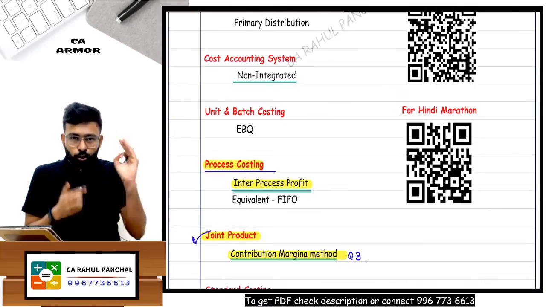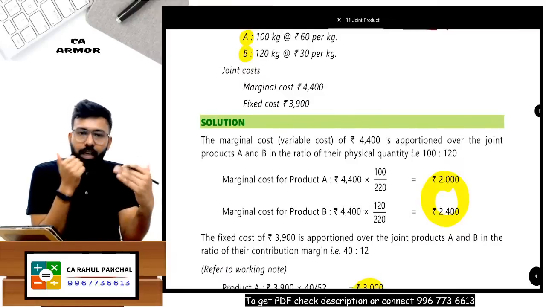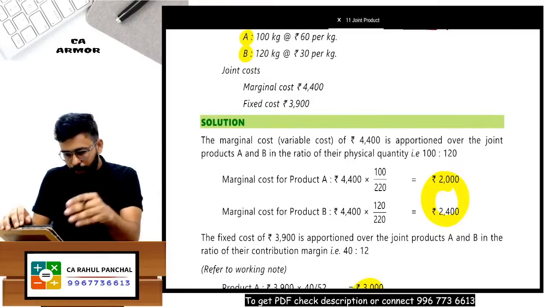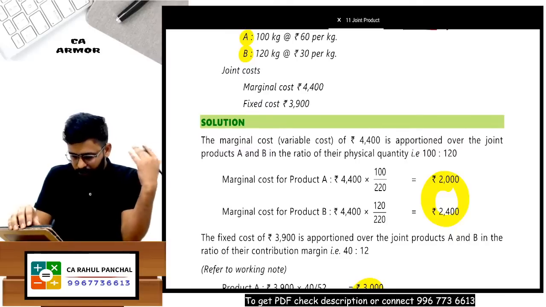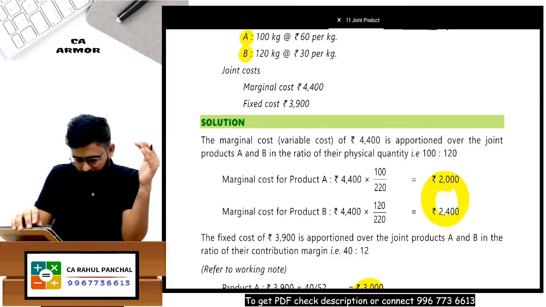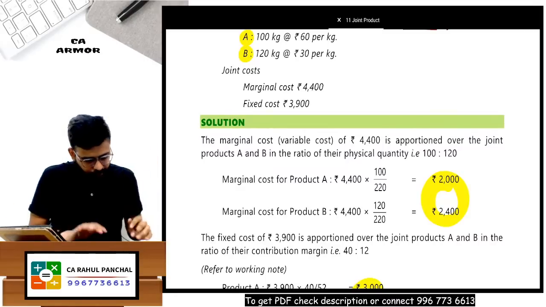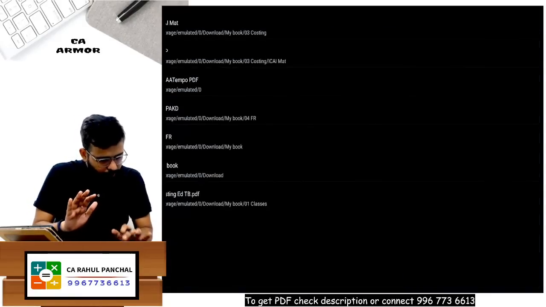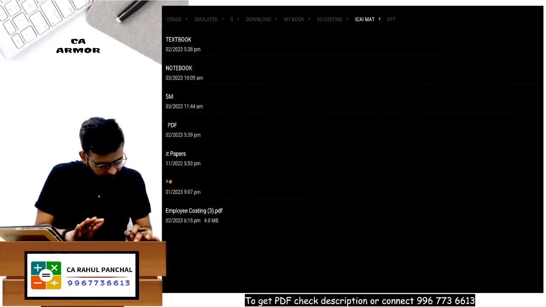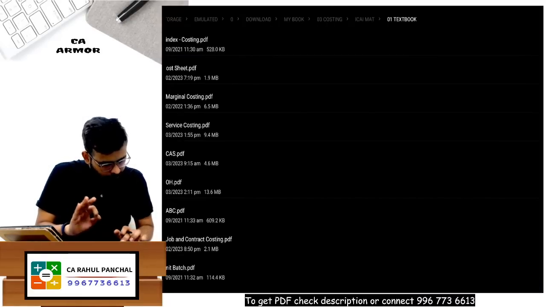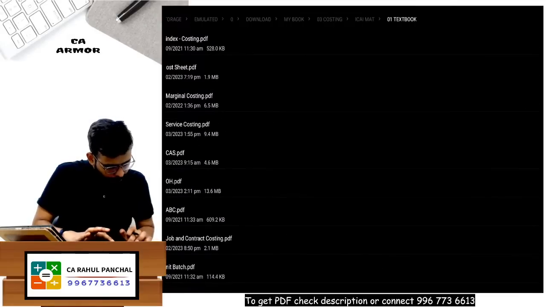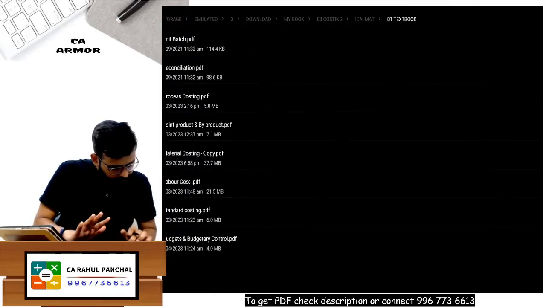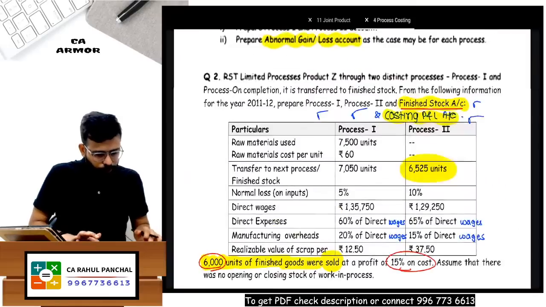Inter-process profit. Sir, let us do the question. There is a question in the study material for that matter. Let me search here. I will search for the ICAI study material solution and take that question from the book, the textbook of process costing. Just wait for some time, it will take 2-3 seconds. Yeah, it's there. Okay, so the process costing question.